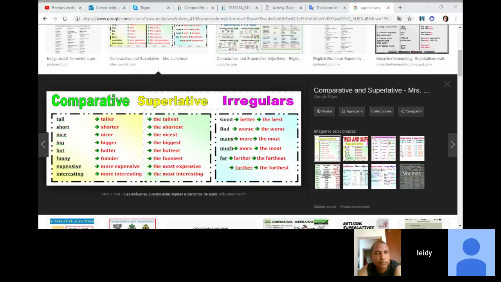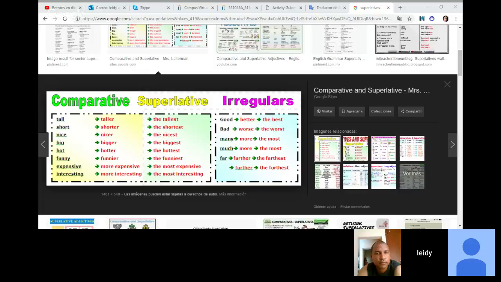When you see only one syllable, you only write "est," like tall, short, nice. In "nice," you only write one e, later the s, and later t. Now "bigger." The difference with the comparative is that you write "the" before the adjectives. For example, in "the biggest," you write "the," later "big," and later you double the last consonant, and later you write "est."